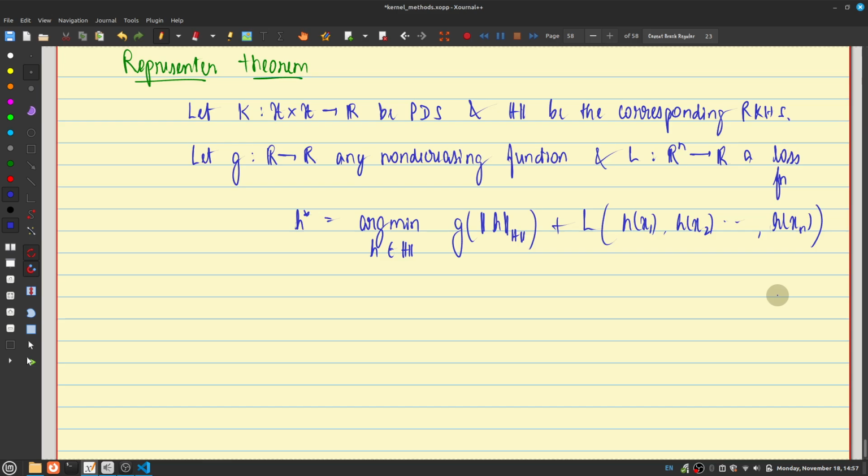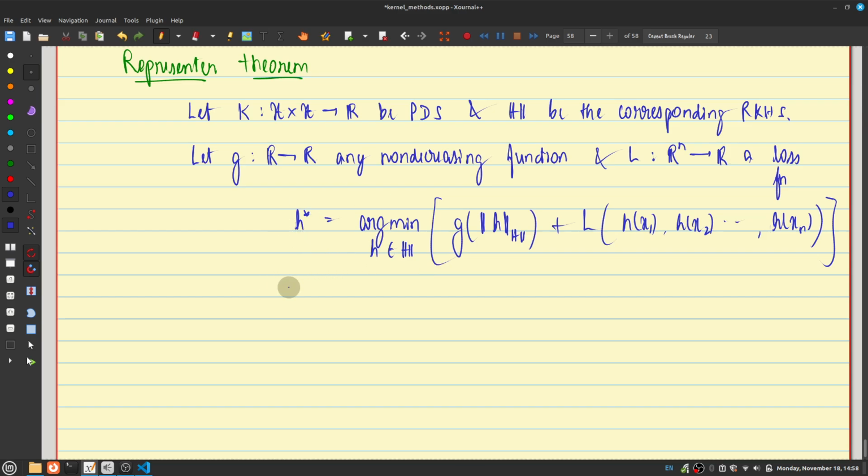Right, so as long as I have a minimization problem with any objective function that's a non-decreasing function of the norm of h, and something that can be written as a function of h of x1, h of x2 up to h of xn for any n elements in the domain. Now, definitely the kernel SVM problem can be stated in this particular form. And a lot of other problems, including regression, can also be stated in this form. In fact, regression along with a regularization term can be expressed in this particular form.